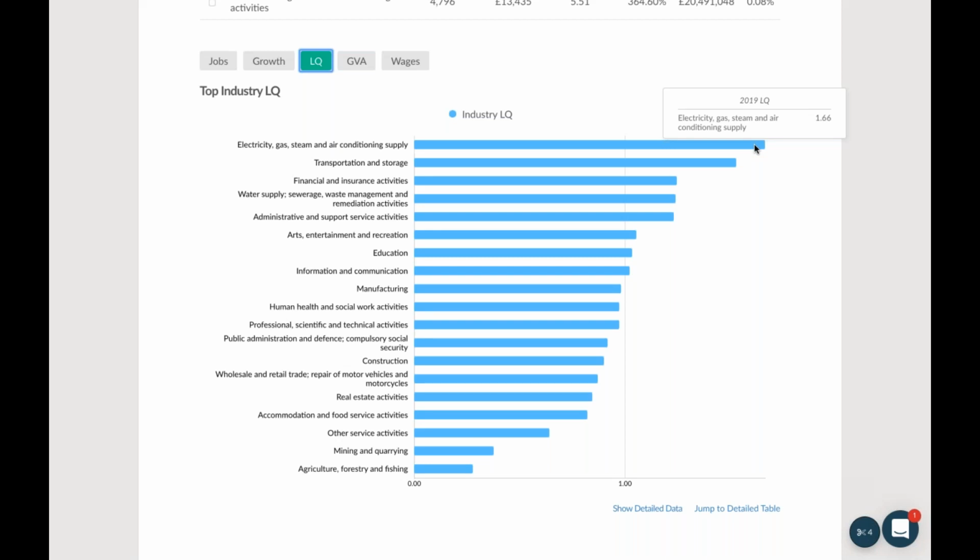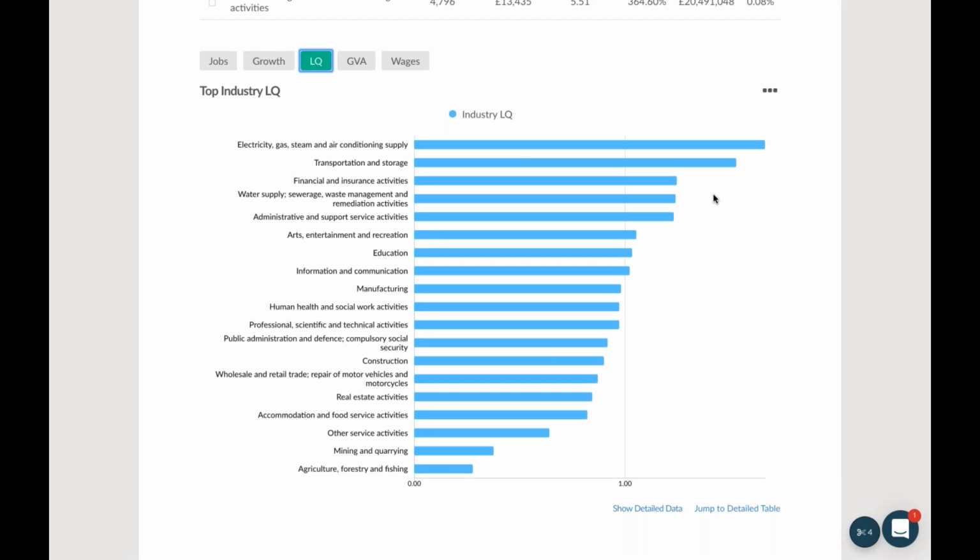So that's 0.66 above, which shows there's a significantly higher concentration of this industry in this region compared to the national average, as is transport and storage, financial and insurance activities, and water supply. Again, remember we've got quite a broad region in here. If we took out Leeds as a big city, that may change the ordering of this, and I'm sure financial insurance would probably change position.